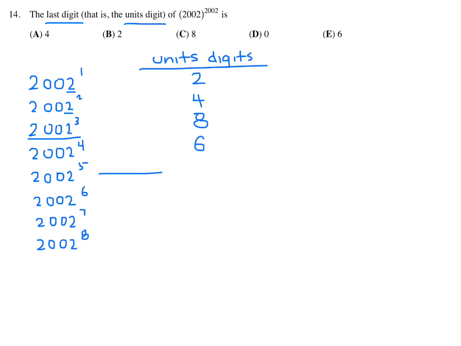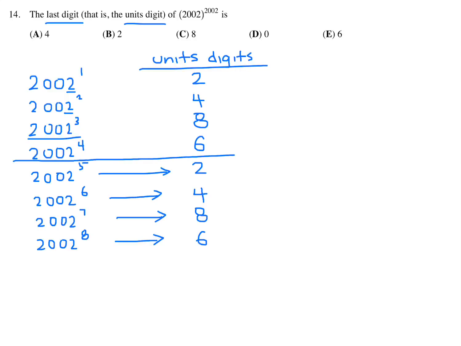And then the units digit of 2002 to the 5 is 2. The units digit of 2002 to the 6 is 4. The units digit of 2002 to the 7 is 8. And the last units digit is 6. So I hope you can see there is a pattern here, 2468, 2468. All right? So we have to now figure out what it is for 2002 to the 2002.